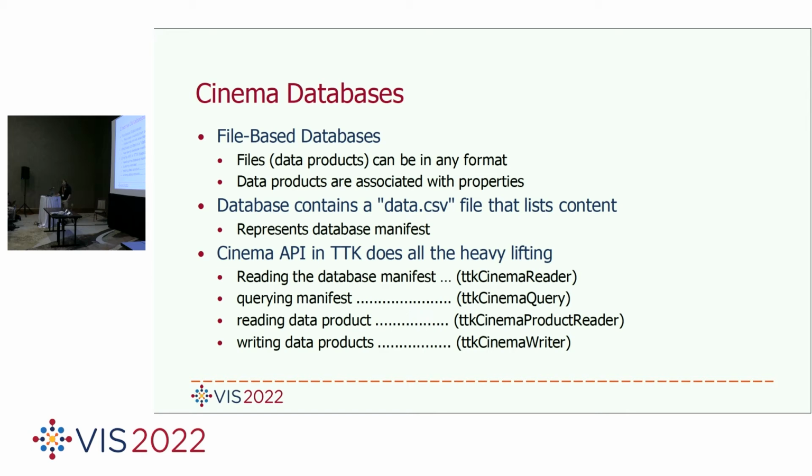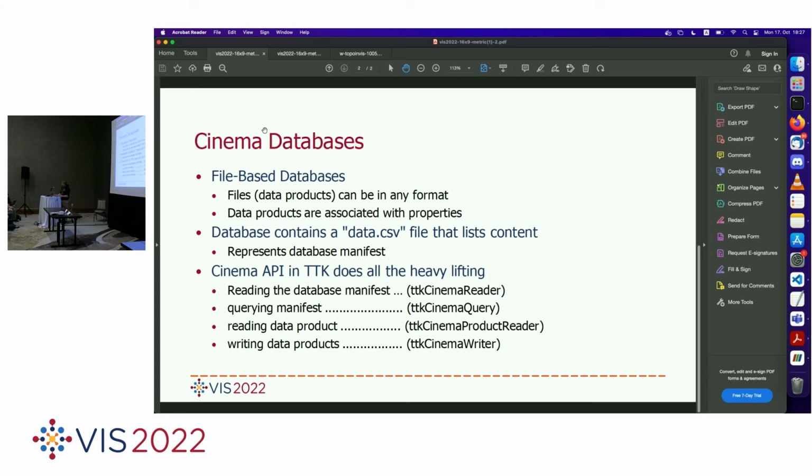TTK provides an API for Cinema databases, and especially we use this to represent ensemble data in the database and then provide the API to do all the heavy lifting for reading the ensemble, creating the ensemble, and also modifying the ensemble. Okay, so I will switch now already to the live presentation.